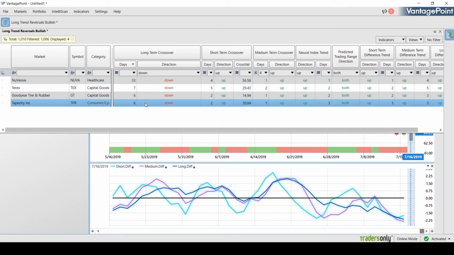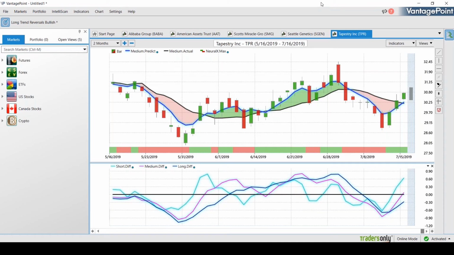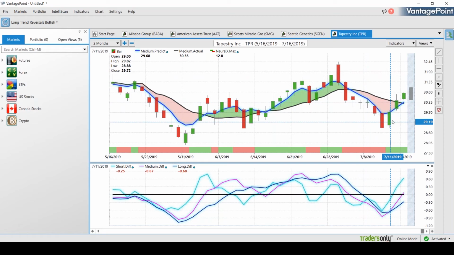So for instance, if we just looked at this one right here with TPR, you can see, great example. Look what's going on here. Market's been down, moving down for at least this last week or so. And now we're starting to see price action move up.